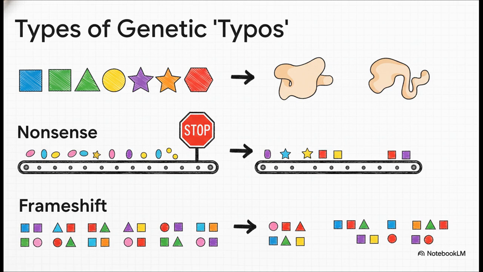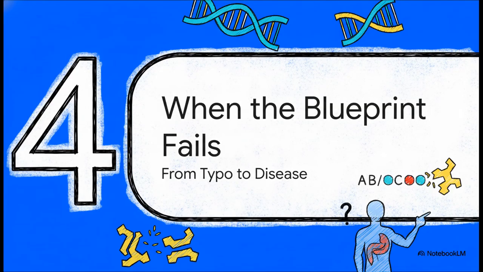And then there's a frame shift mutation. This happens if you add or delete a letter. Think about it. It throws off the whole three-letter reading system, scrambling every single word that comes after it into complete gibberish. Now, these aren't just abstract ideas or chemical errors happening in a petri dish.